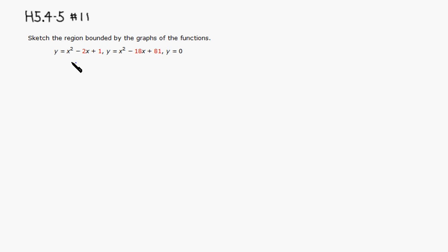All right, first, looks like the first one, you can factor it out. So I'm going to go ahead and factor this guy out. So this is x minus 1 squared, right? And the second guy can be factored out too. It's actually kind of nice. x minus 9 squared, right? So graph-wise, it's fairly easy to sketch.